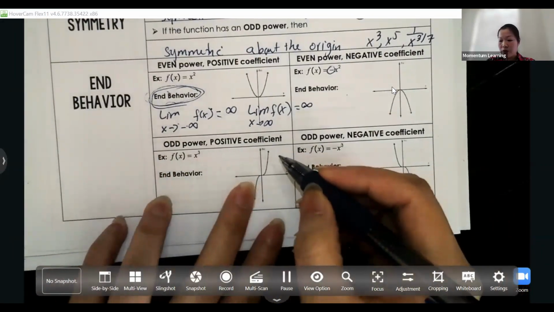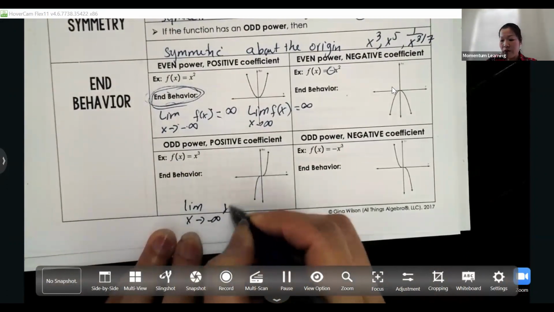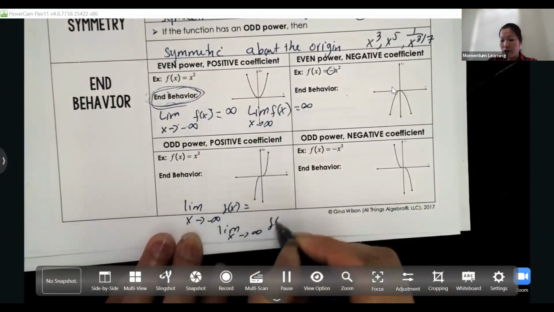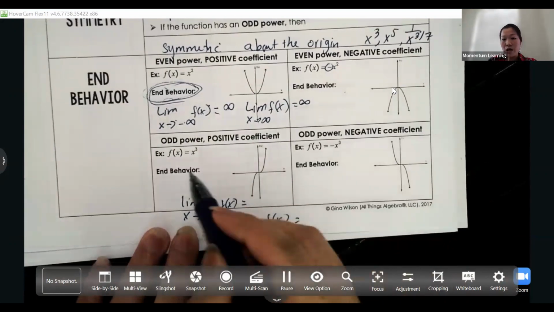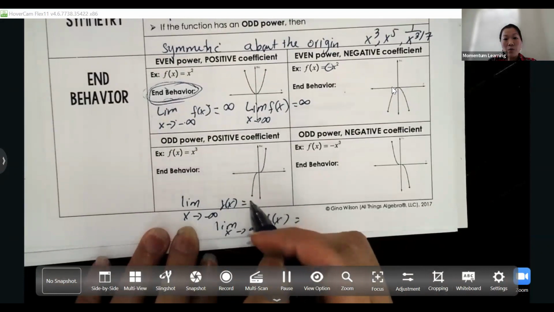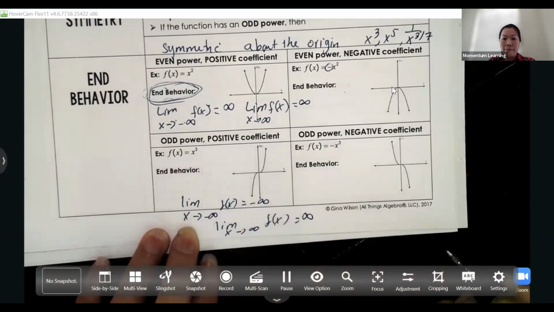x cubed, this is the graph. So when you write the limit, you're going to write x approaching negative infinity, f of x equal to, and we're going to write limit as x approaches positive infinity, f of x. We're going to look at the graph. We're going to ask ourselves, what happens when x goes to the left side? What happens to our graph? The arrow is pointing down, that's negative infinity. This is pointing up, that's positive infinity.